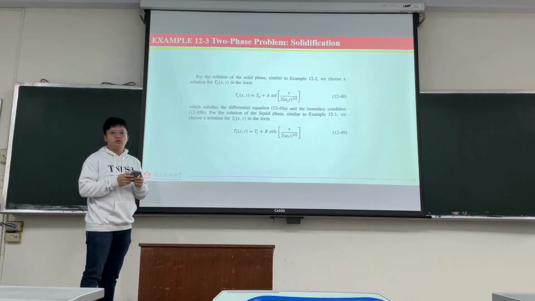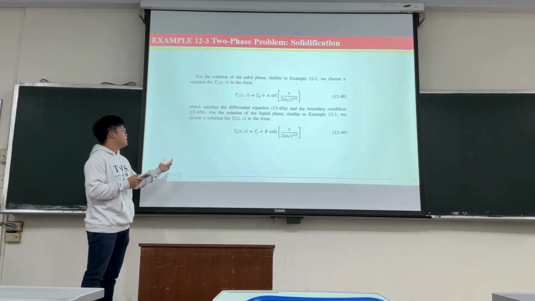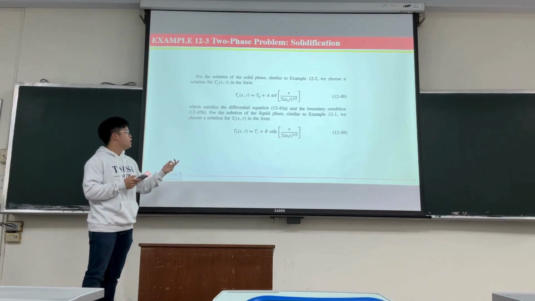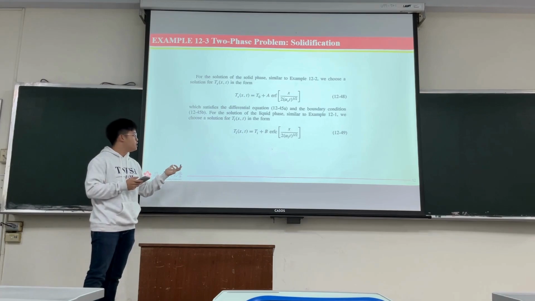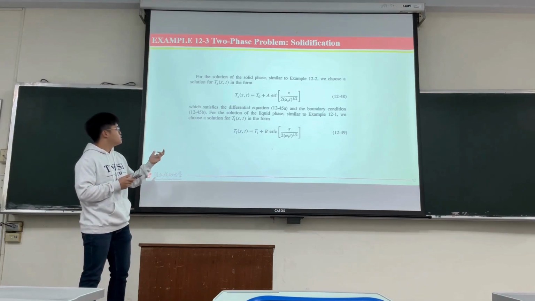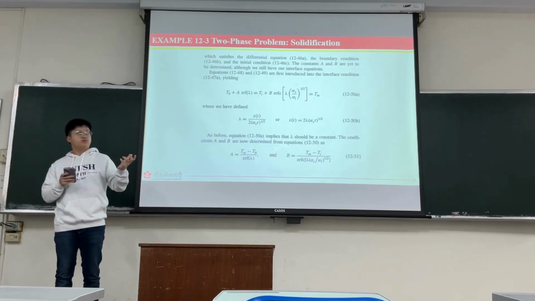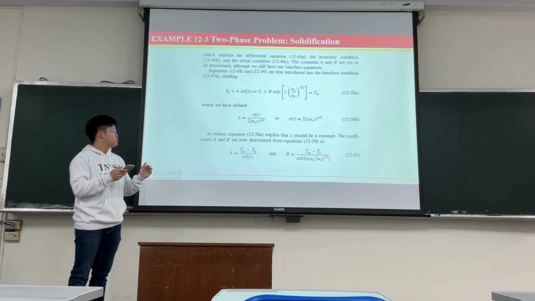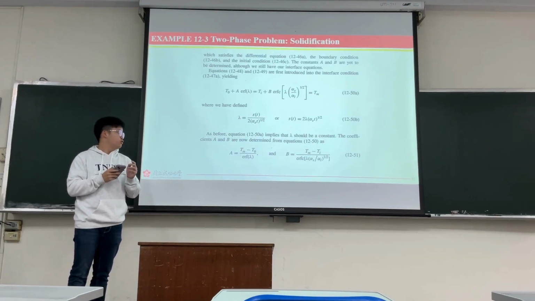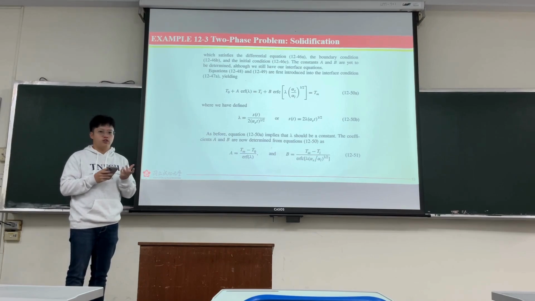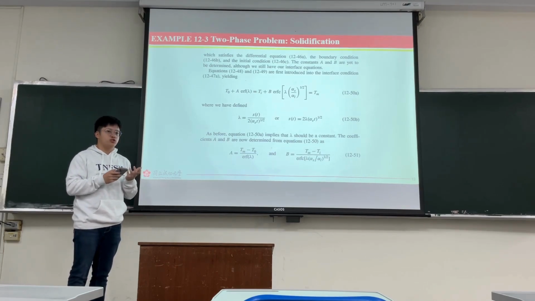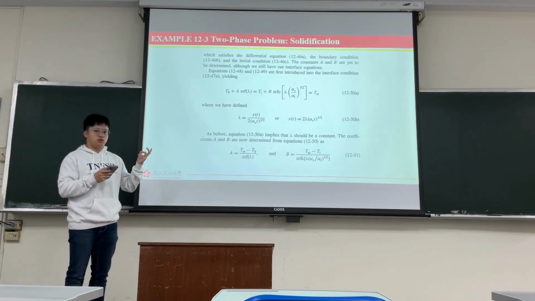Due to our previous learning, we can write the solution for the temperature of the solid phase and liquid phase. It is the solution with the error function and complementary error function. And then from the coupling condition, we can write down equation 12-58. And then we have the coefficients A and B, so we try to determine these two coefficients.